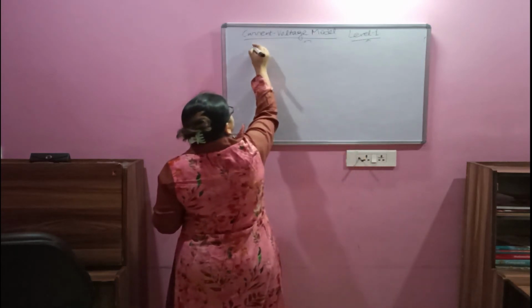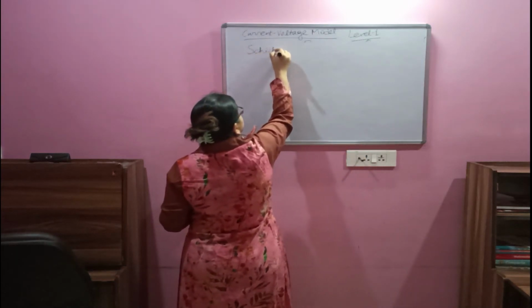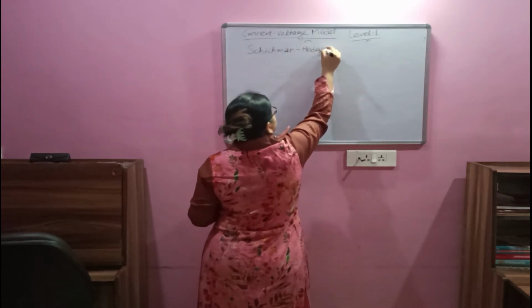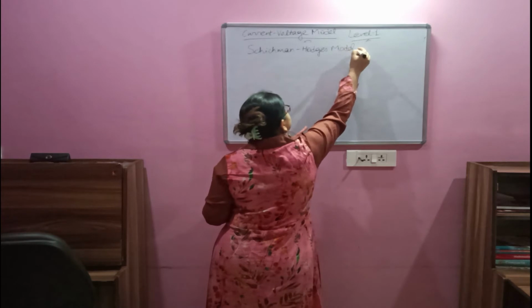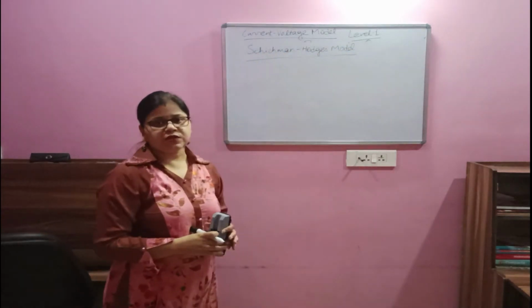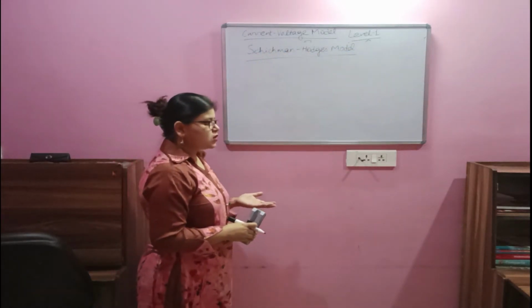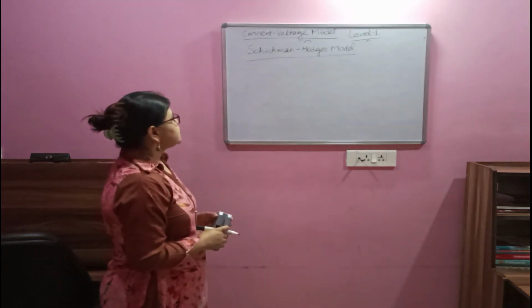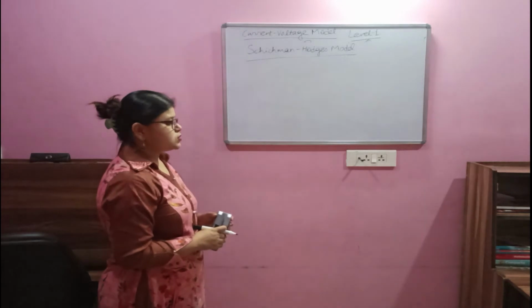This is also known as the Fishman-Hodge model. Why? Because these are the two persons who derived this model, so the model is named after these two scientists, Fishman and Hodge.